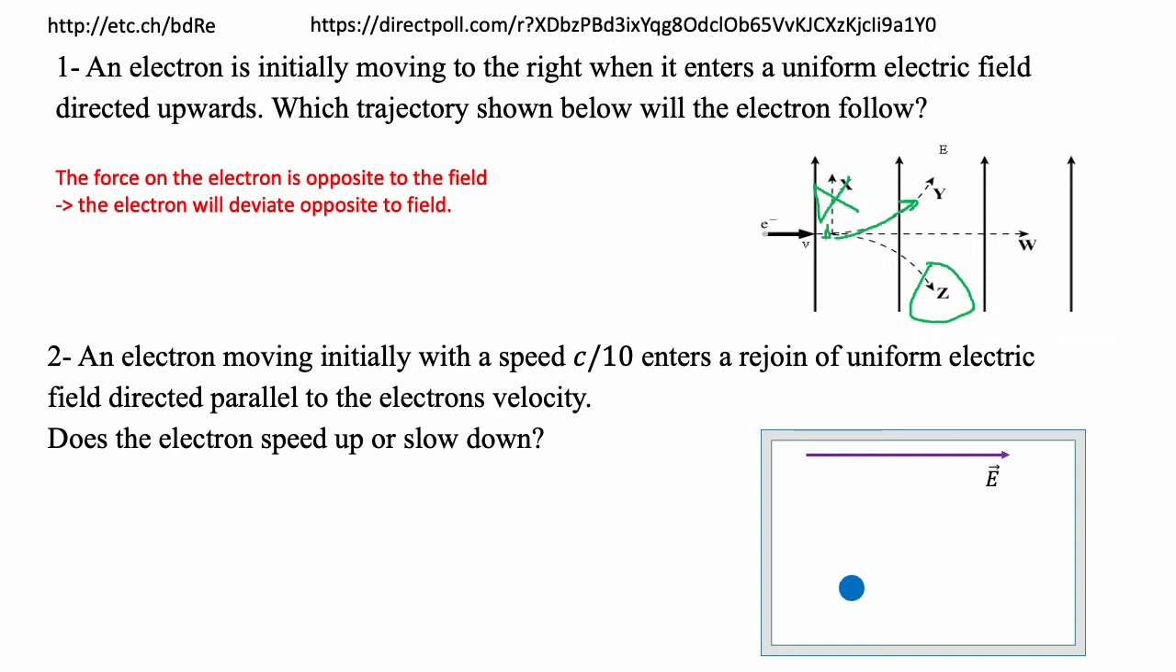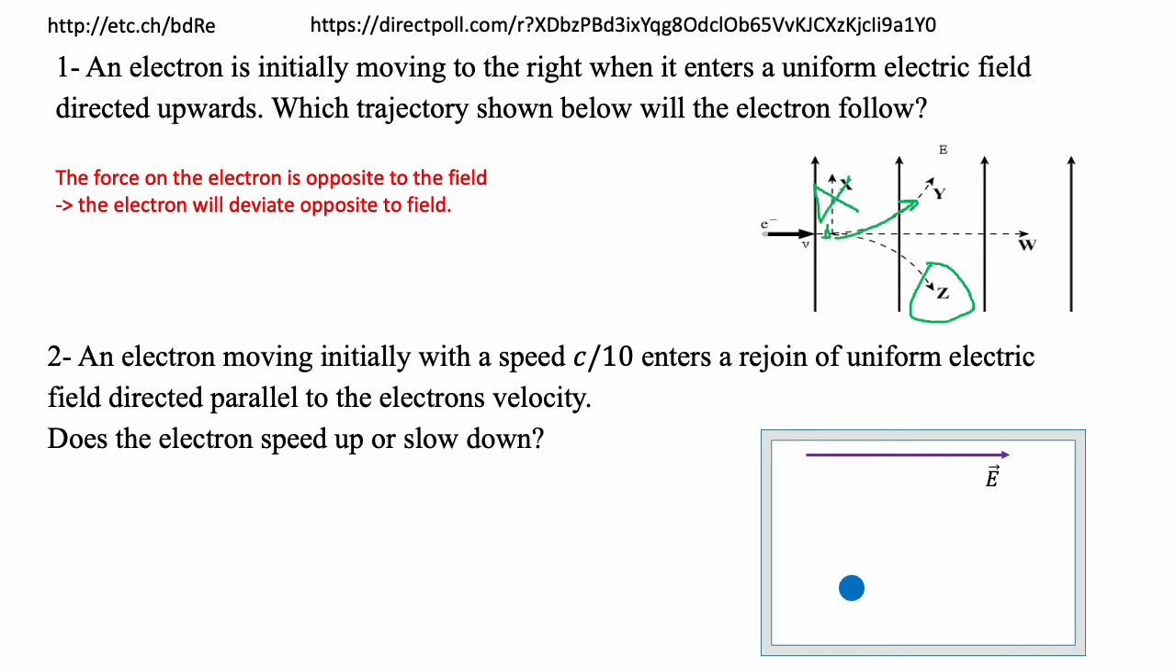Number 2: an electron moving initially with a speed c over 10 enters a region of uniform electric field directed parallel to the electron velocity. So I have an electron moving with speed c over 10, where c is the speed of light, 3 times 10 to the power 8 meters per second, a constant number. So the electron is moving fairly fast, and it goes into the field.